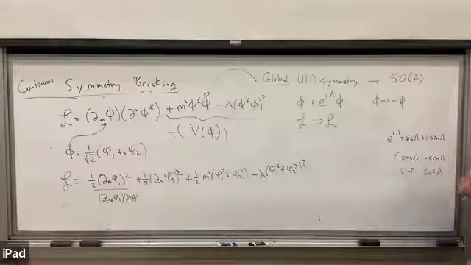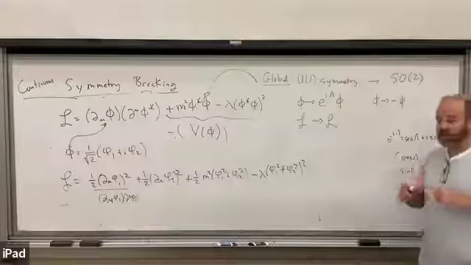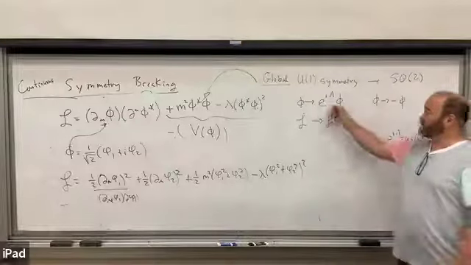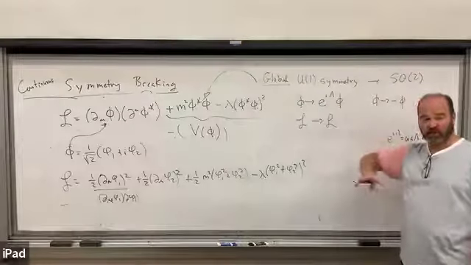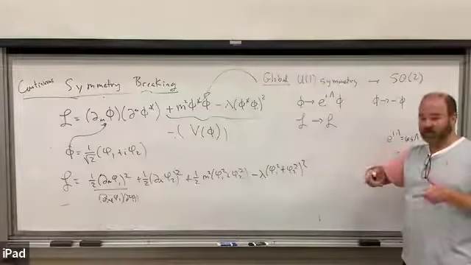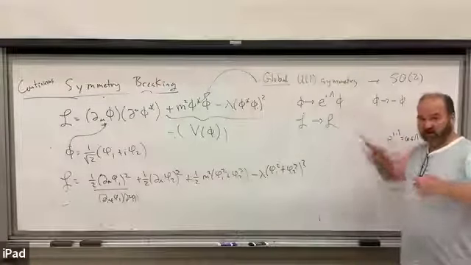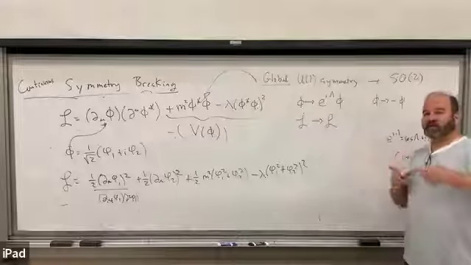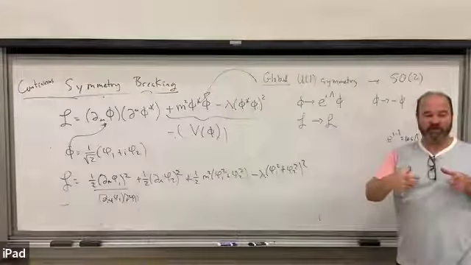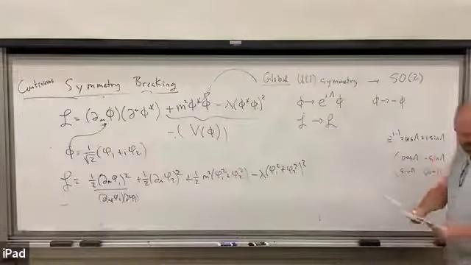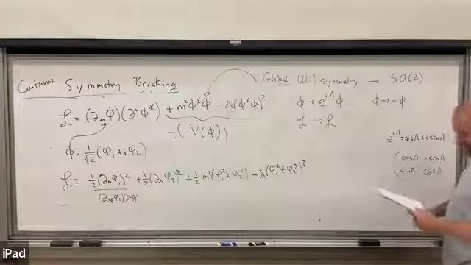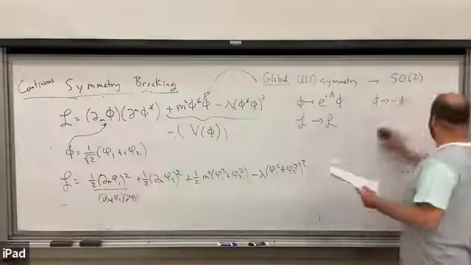But be careful. This is not rotations in space-time. This is rotations of a field. So this is an analogy, right? This is in field space. There's no coordinate here at all. It's a field. So you just think of this as rotations in field space.